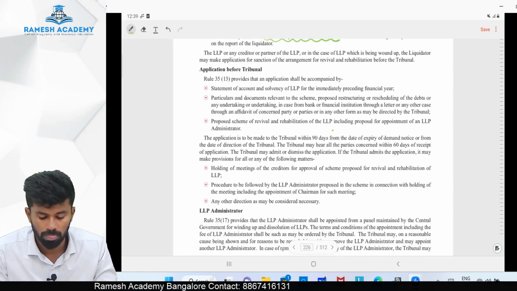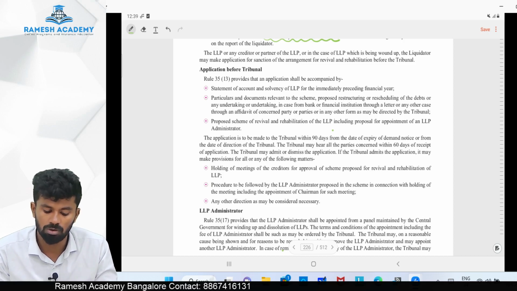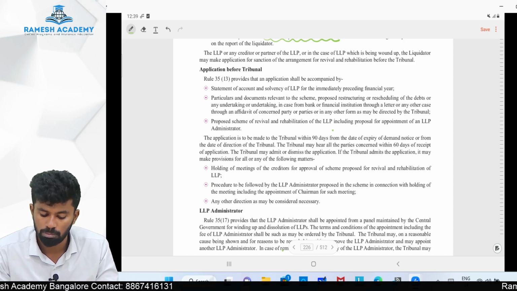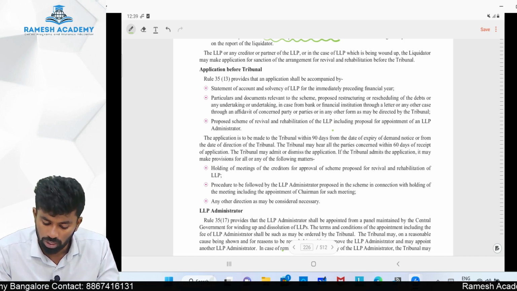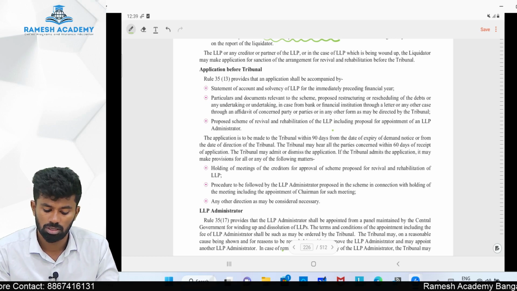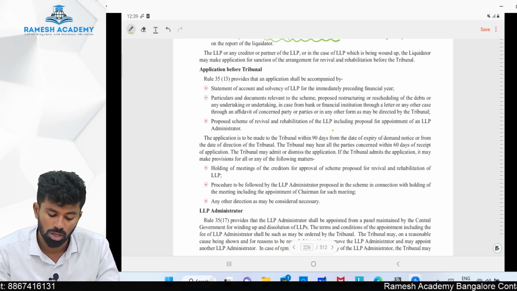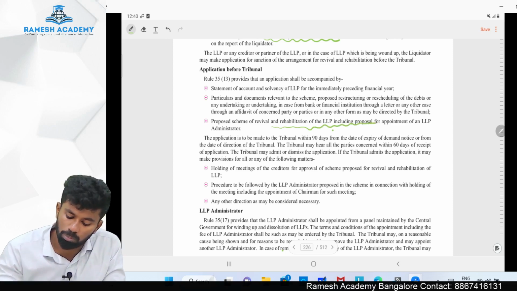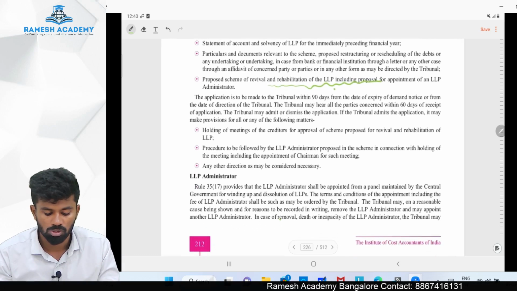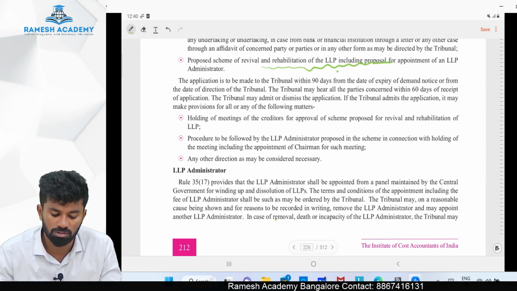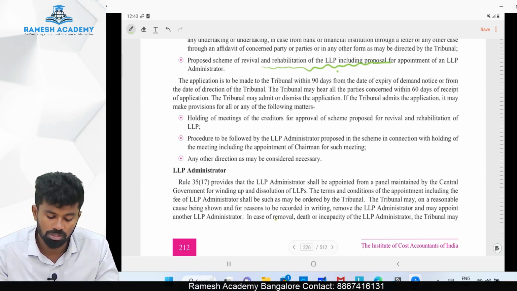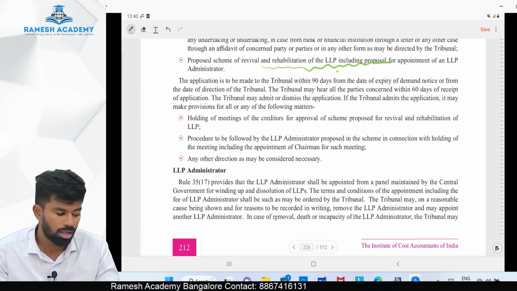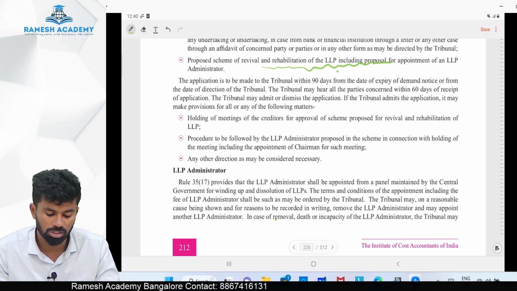Application before the tribunal: you need to apply with a statement of account and solvency. Along with that, you should attach particulars and documents relevant to the scheme, proposed reconstruction, rescheduling of debts, or any undertakings from banks or financial institutions, and the proposed scheme of revival and rehabilitation of the LLP, including the proposal for appointment of an LLP administrator. So if the LLP is into losses, you can make an application for revival. The application is to be made to the tribunal within 90 days from the date of expiry of the demand notice or from the date of directions of the tribunal.